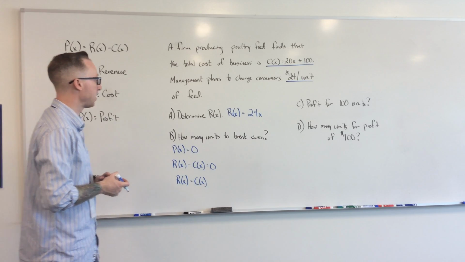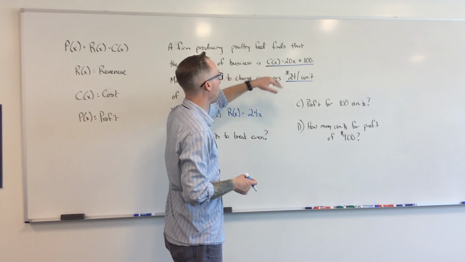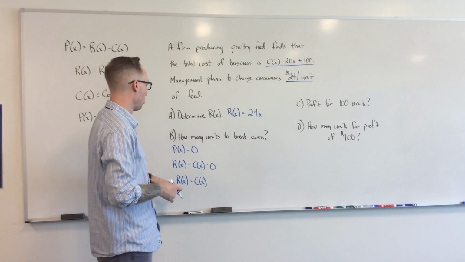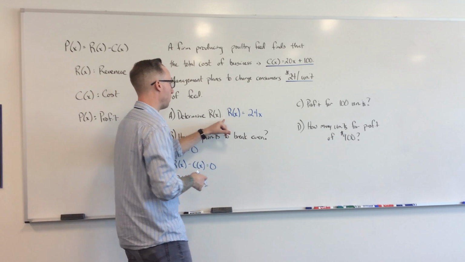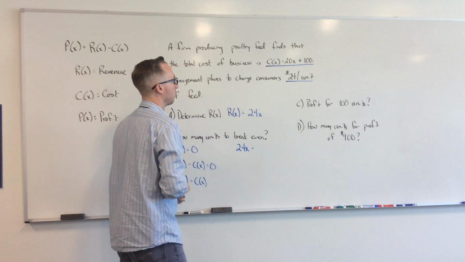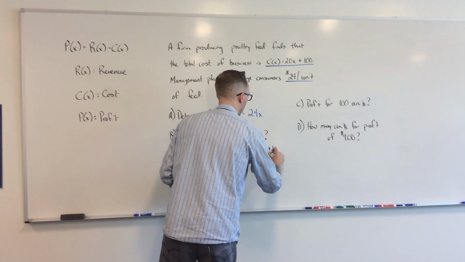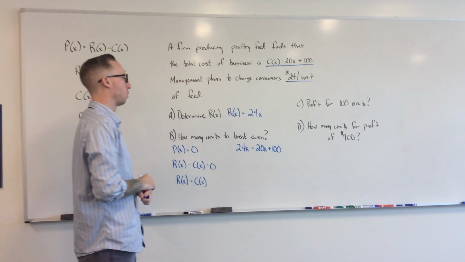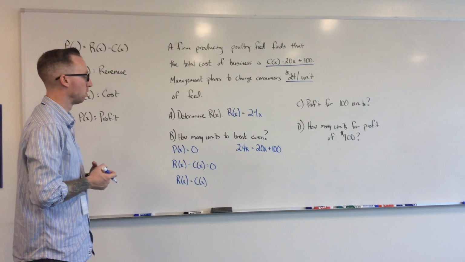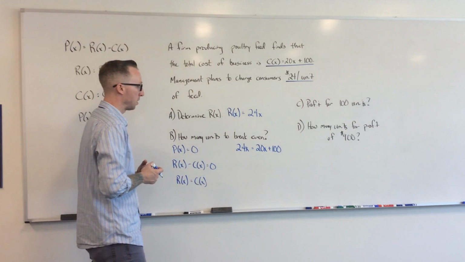Well, let's go ahead and set our revenue function, 24X, equal to our cost function, 20X plus 100, to see where the break-even point for this business is. Revenue equals cost. Revenue function, 24 times X. Cost function, 20X plus 100. By solving for X, we'll be able to figure out what we need to sell in order to break even, to have no losses for this business.